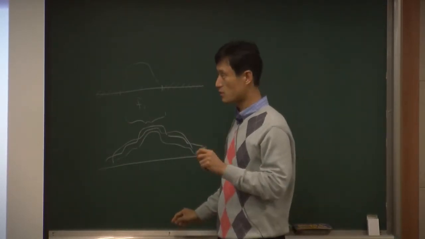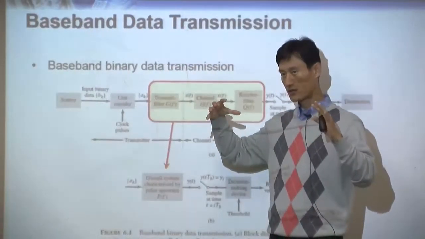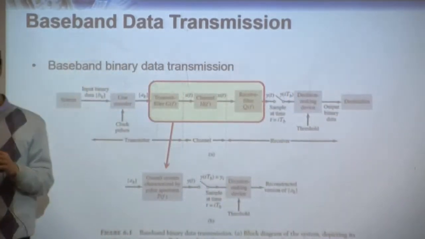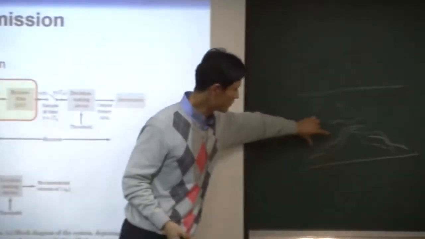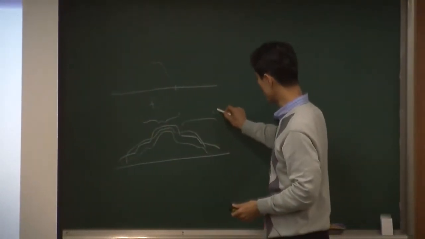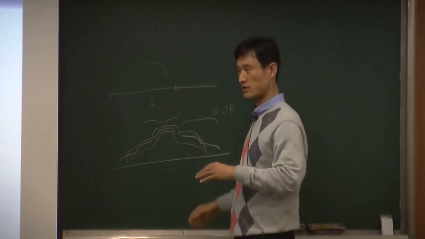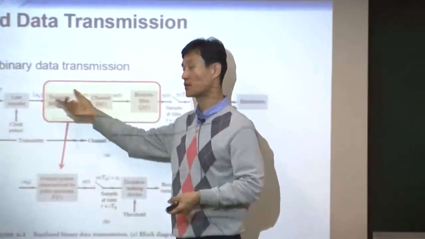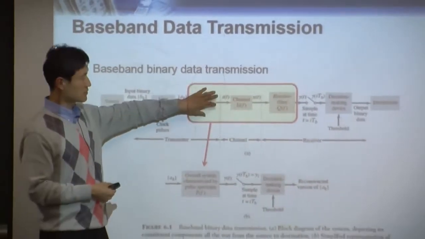So that's why we need a filter. You're going to make your spectrum spec compliant, and you should not transmit this out-of-band spectrum. This is what we call out of band, because this is not your band, this is someone else's band. You need to reduce the out-of-band spectrum because you are interfering with other users. So that's why you need a transmit filter.